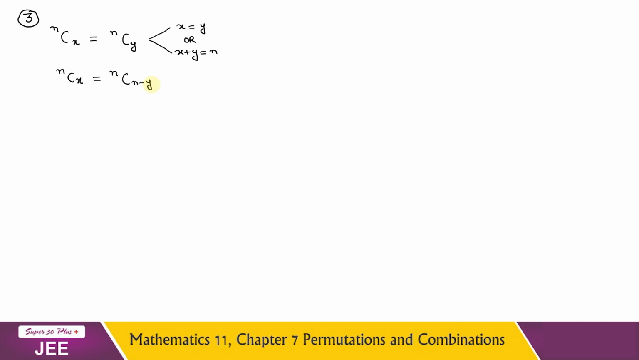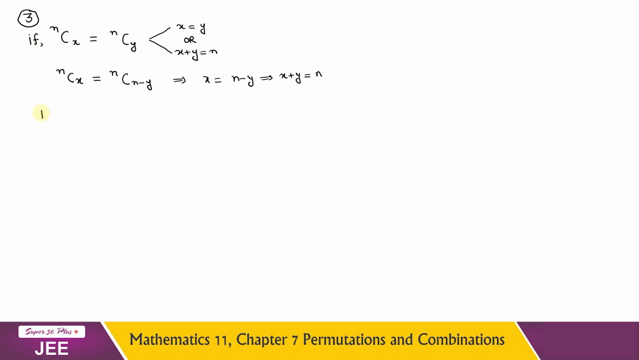Now upon comparison over here I can say that x is equal to y, or upon comparison over here I can say that x is equal to n minus y, which means that x plus y is equal to n. Hence proved that if nCx is equal to nCy, then there are two possibilities, either x is equal to y or x plus y is equal to n. Alright, I hope everybody is clear with this part.